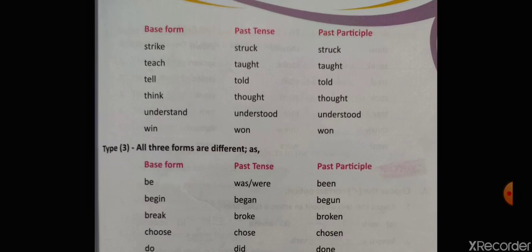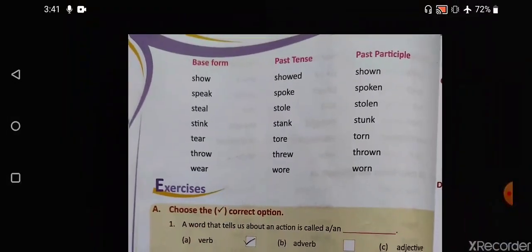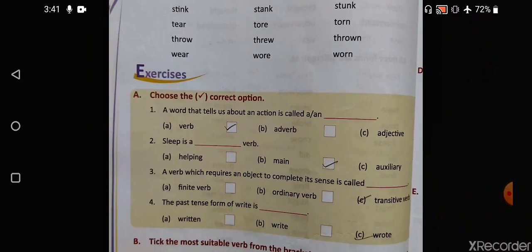Type 3 is where all three forms are different. There are many verbs in which all three forms are actually different from each other, like begin, began, begun; choose, chose, chosen; do, did, done; fly, flew, flown. So these are some examples that you can actually read and learn. So with this, the explanation part of the chapter is over.